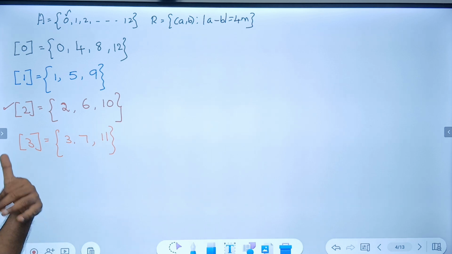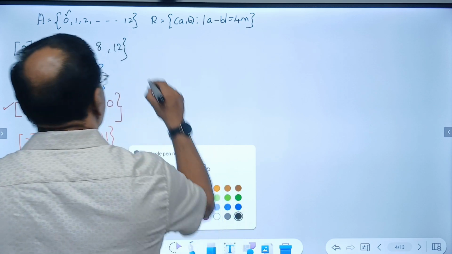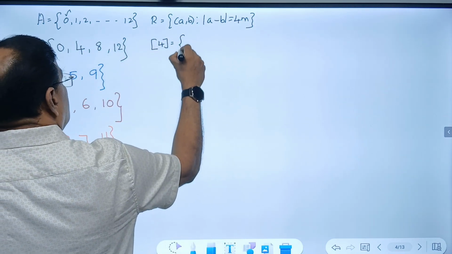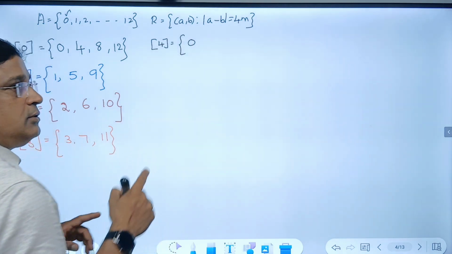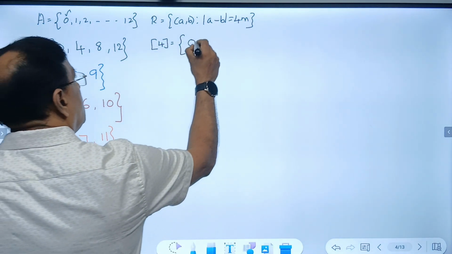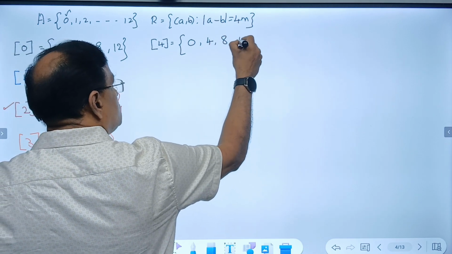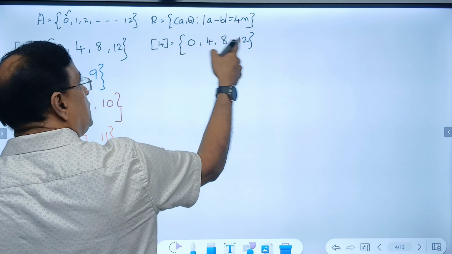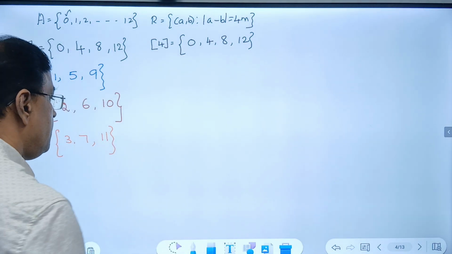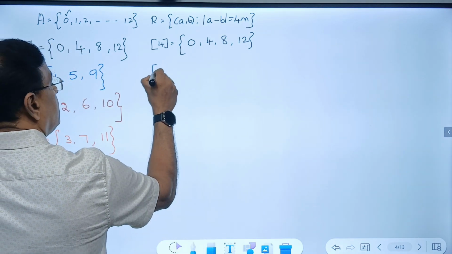Now let's go to the equivalence class of 4. What is the equivalence class of 4? Definitely it should have 0, since 0 minus 4 is a multiple of 4. And it should have 4, it should have 8, and it should have 12. If you subtract each one of them, it will be a multiple of 4.